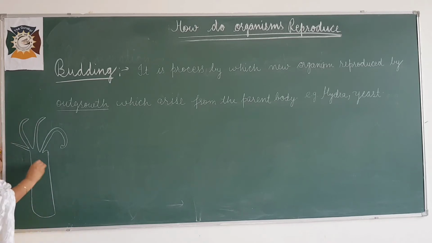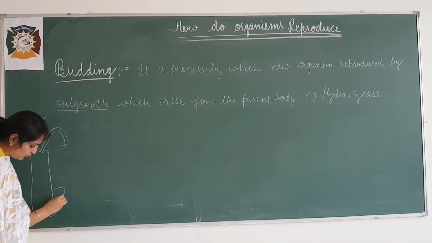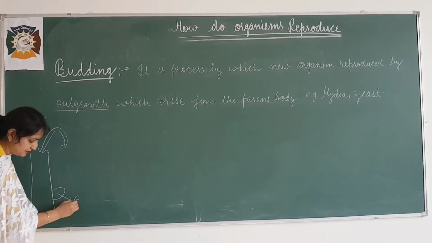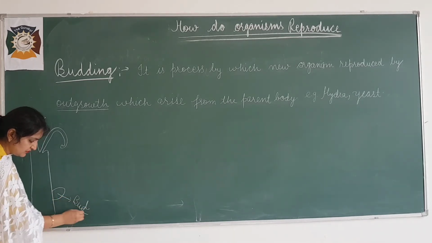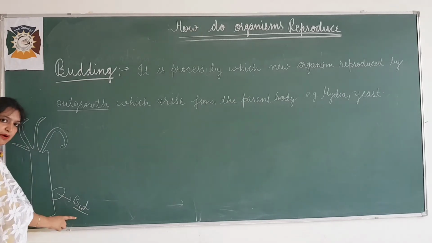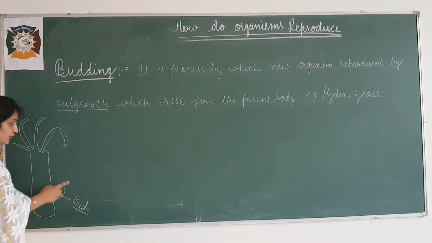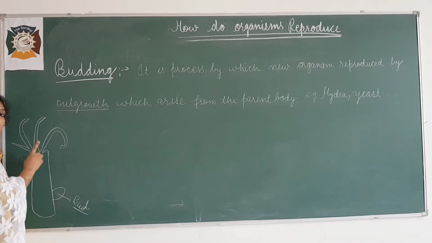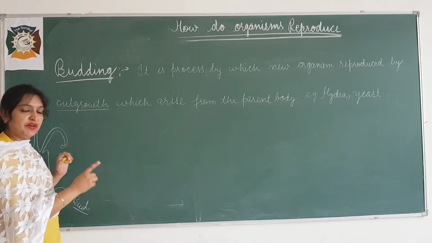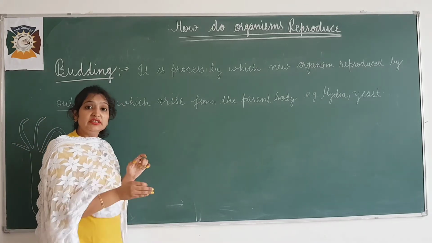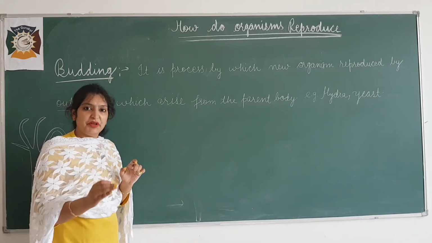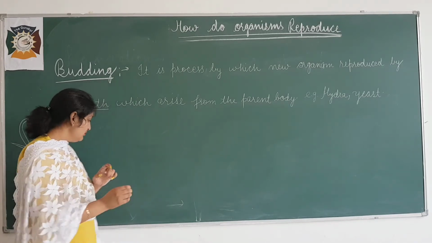Like this, Hydra forms an outgrowth. This outgrowth is known as bud. And the bud fully grows like its parent. And after maturity, when it becomes mature, it detaches, means it separates from the parent body.